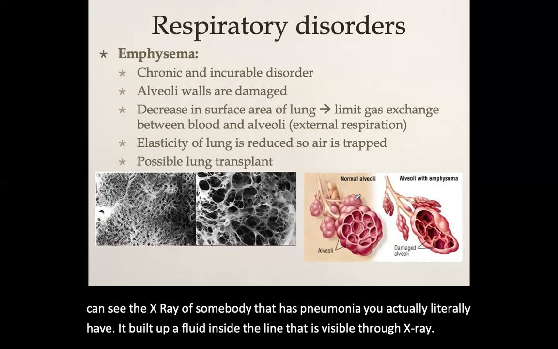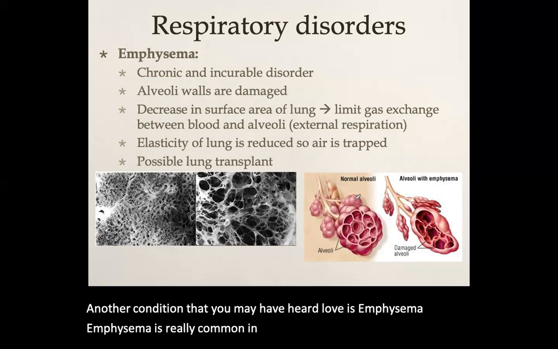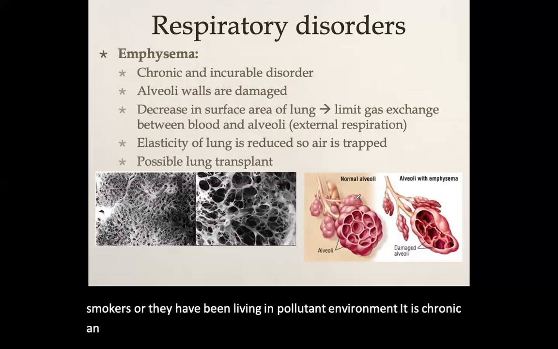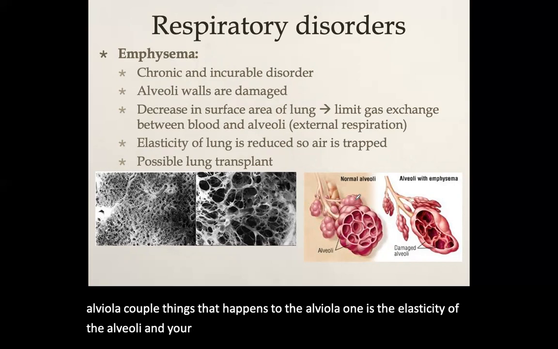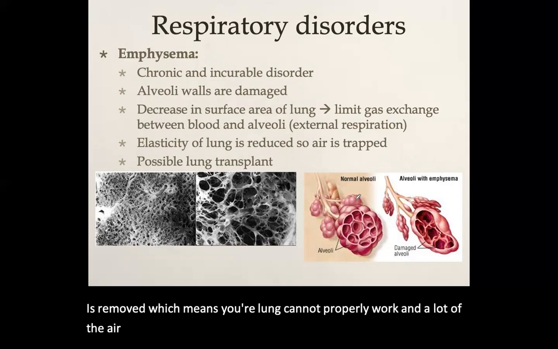Another condition that you may have heard of is emphysema. Emphysema is really common in people who are long-time or lifetime smokers, or who have been living in a polluted environment. It is chronic and incurable as it gets worse over time. The main damage is to the alveoli. A couple of things happen to the alveoli. One is the elasticity of the alveoli and your lung tissue is removed, which means your lung cannot properly work, and a lot of the air gets trapped inside the lung.